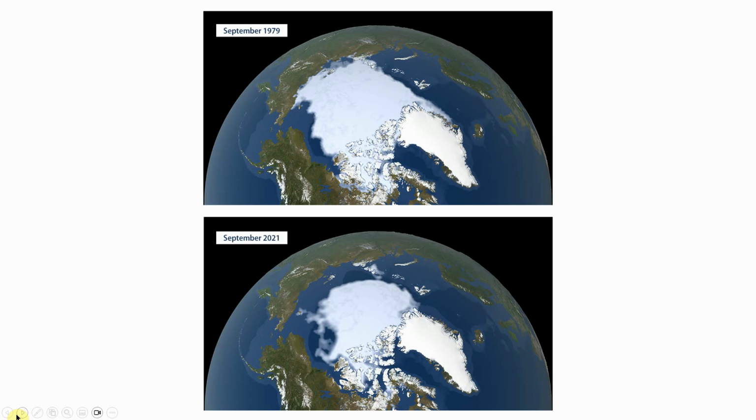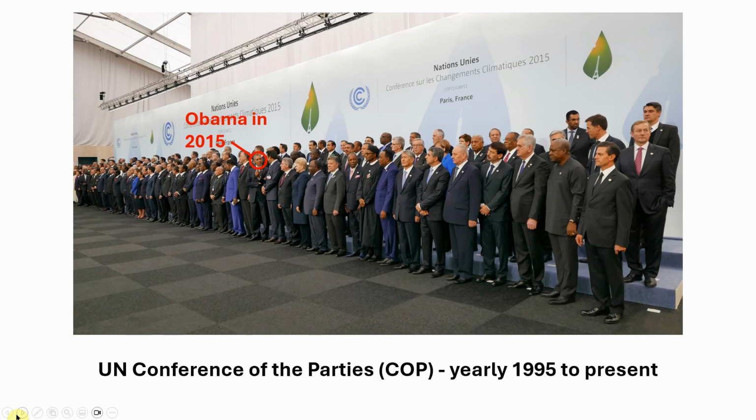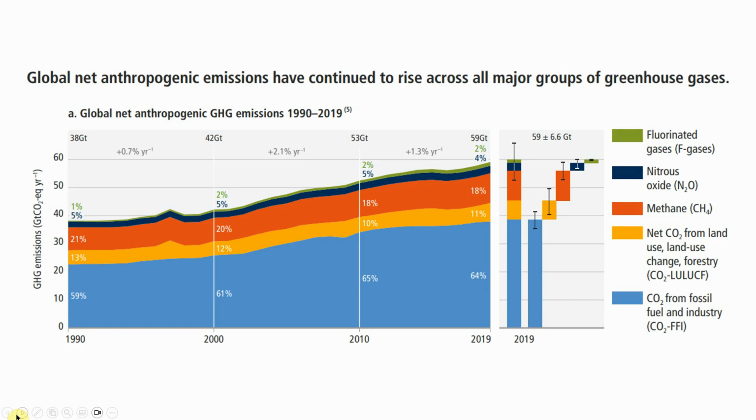And we can see the effects of this very clearly. This is ice melts, 1979, 2021. There's many other examples. And we've been talking about this for a long time as human society. Since 1995, the UN has had a conference of the parties. It's called COP. This is a picture of Obama in 2015 at that event. Unfortunately, we're not really making much progress.